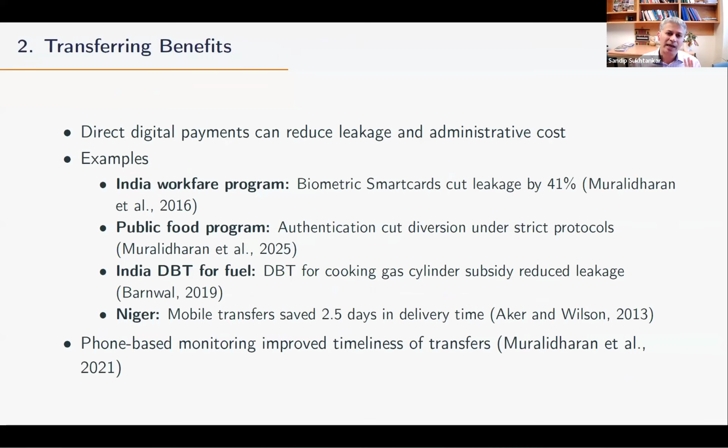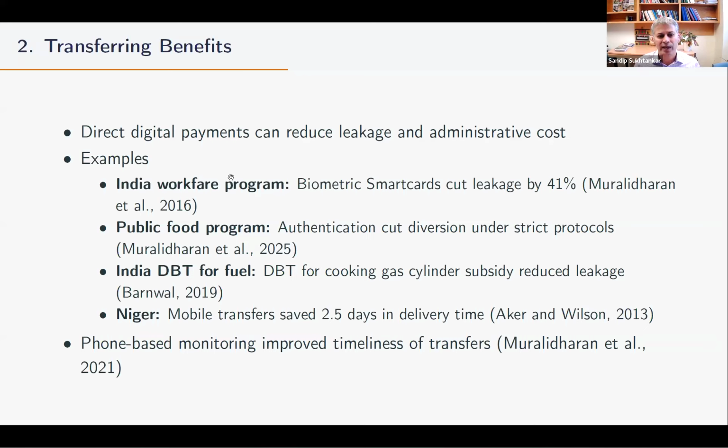Okay, so now that had to do with identifying beneficiaries. Of course, there was some transferring of benefits too. But the evaluation was about how well machine learning identified beneficiaries. Now we want to evaluate how the transferring benefits part can be affected by digital payments. And here we have lots of data that direct digital payments can reduce leakage and administrative costs.